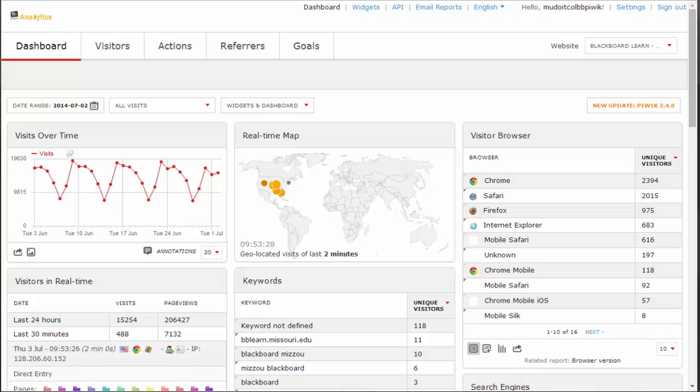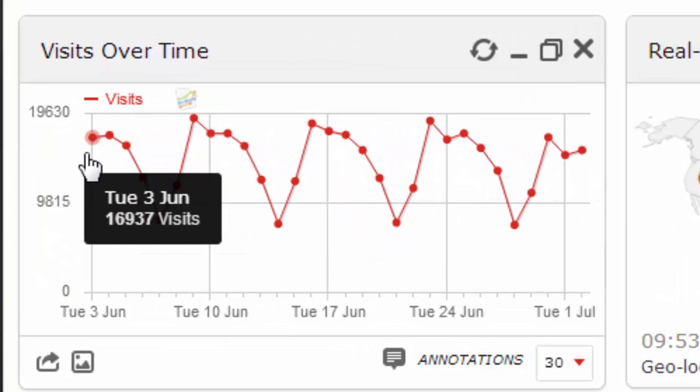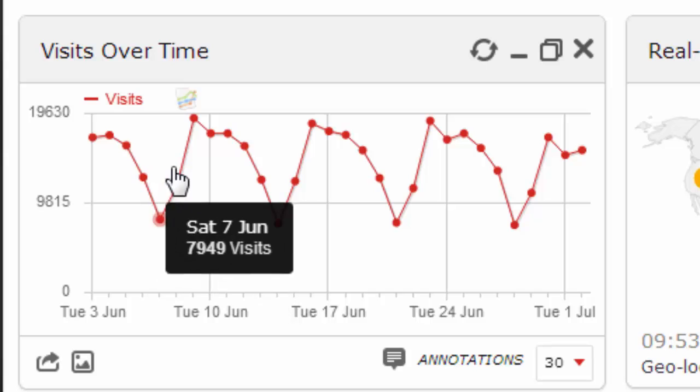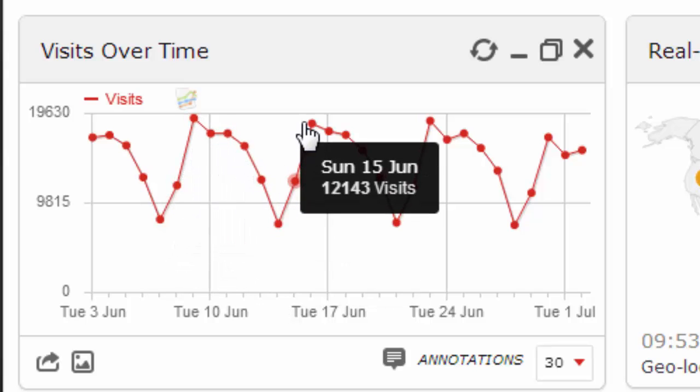You can see that there are multiple modules in the environment, and I'm going to highlight a few for you. First, there's the visits over time. Visits over time actually shows you a day-to-day breakdown over the past month of visitors to your site.